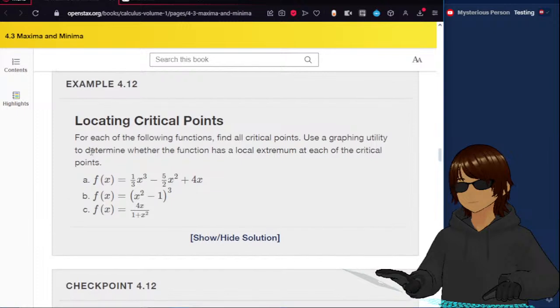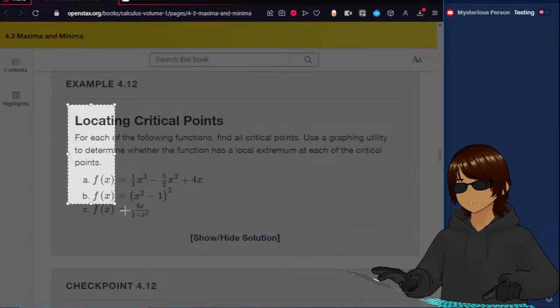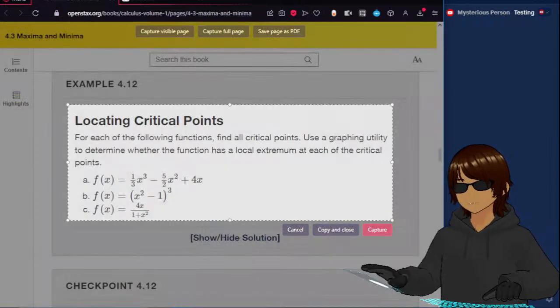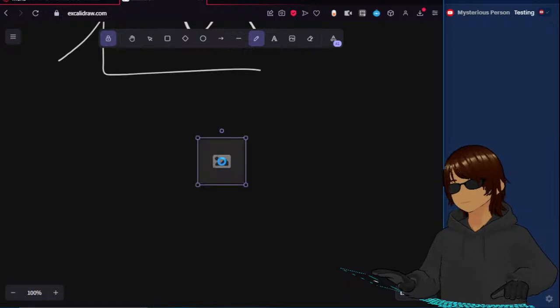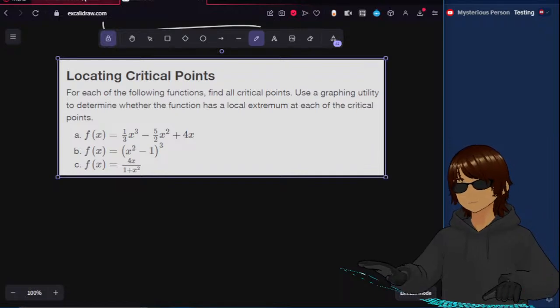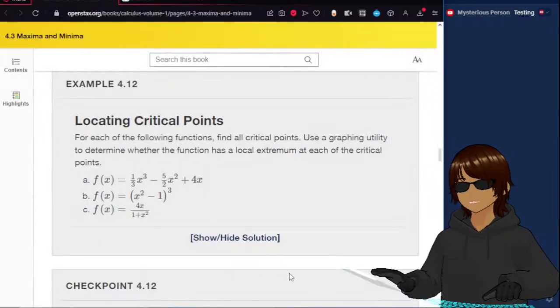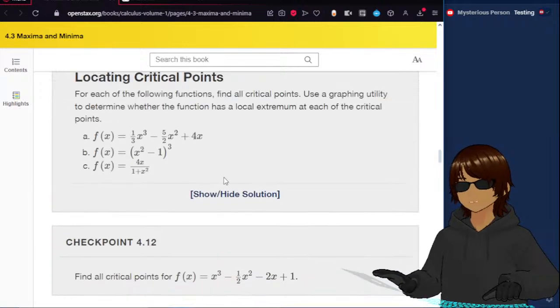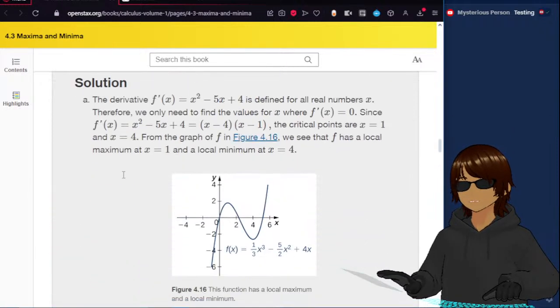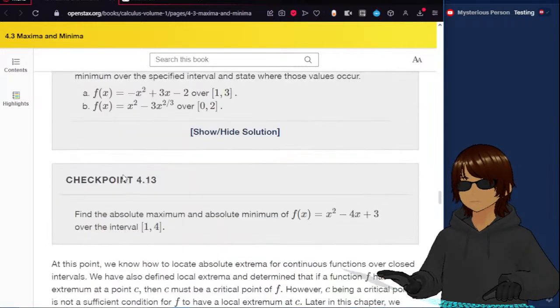Okay, right. Let's take a picture. It says to use a graphing utility. Wait. Can I do it without? Let's do some other one then.